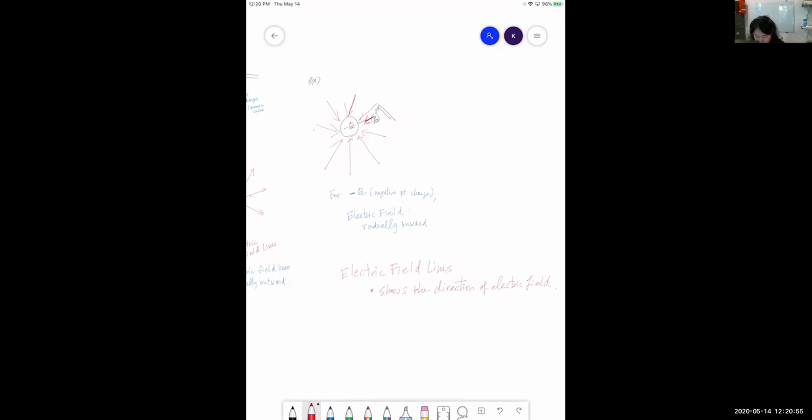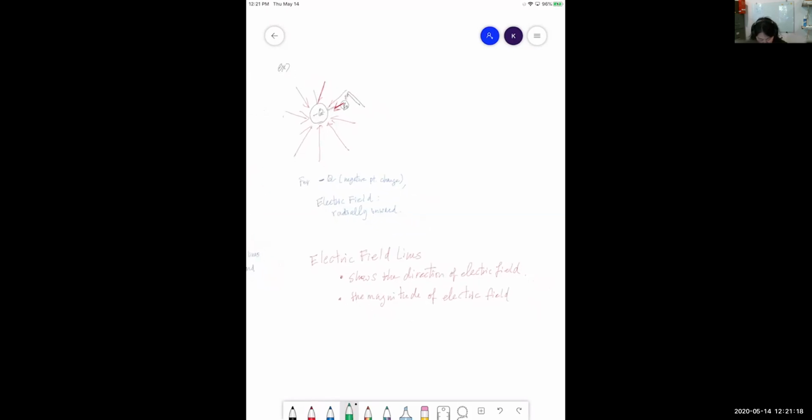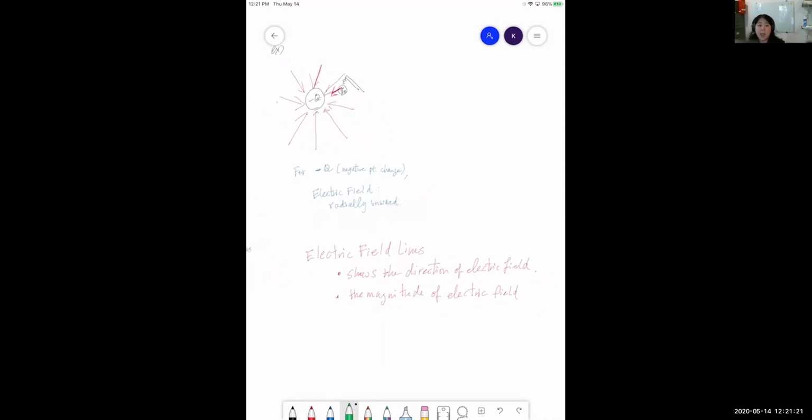And also, actually, it also shows the magnitude too. It shows the magnitude of electric field. How does it show the magnitude of electric field? Unlike the force vectors, we always draw the longer the arrow, it's stronger, bigger the magnitude. The length represents the magnitude. But for the electric field line, it's not like that, okay?